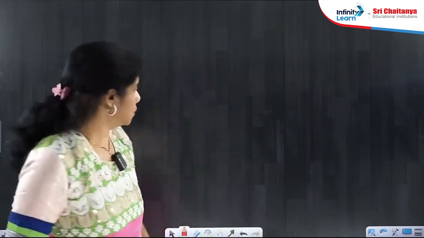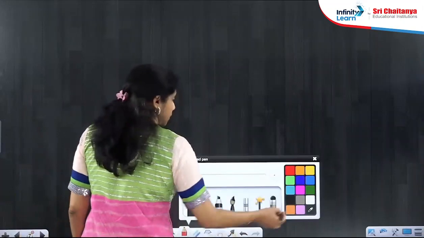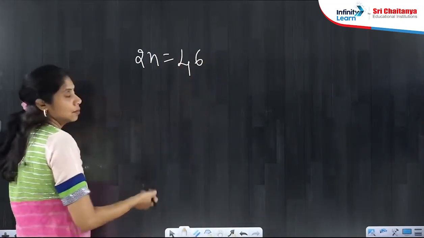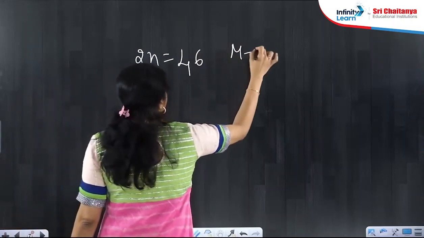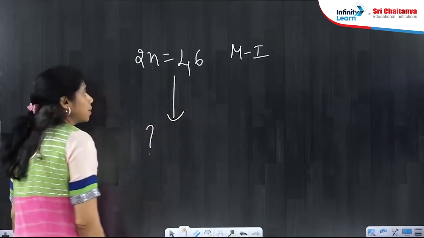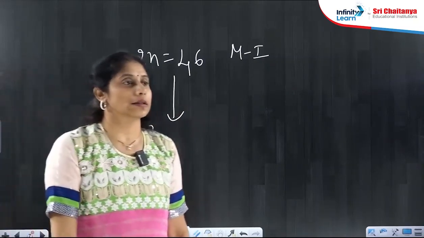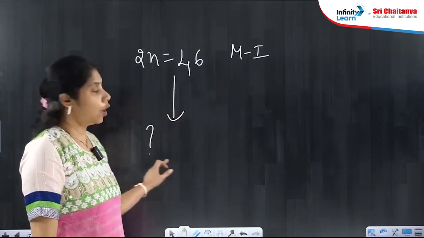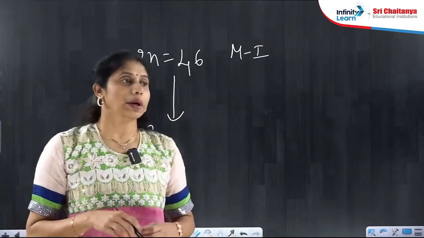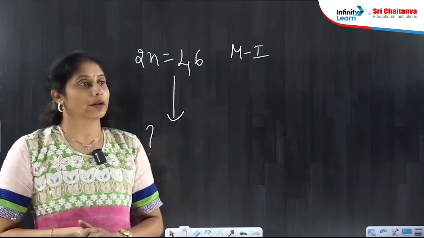Last question. If one cell is having 46 chromosomes, it enters into meiosis-I. After meiosis-I, how many chromosomes are present in each daughter cell? We'll be having 23. Very good.